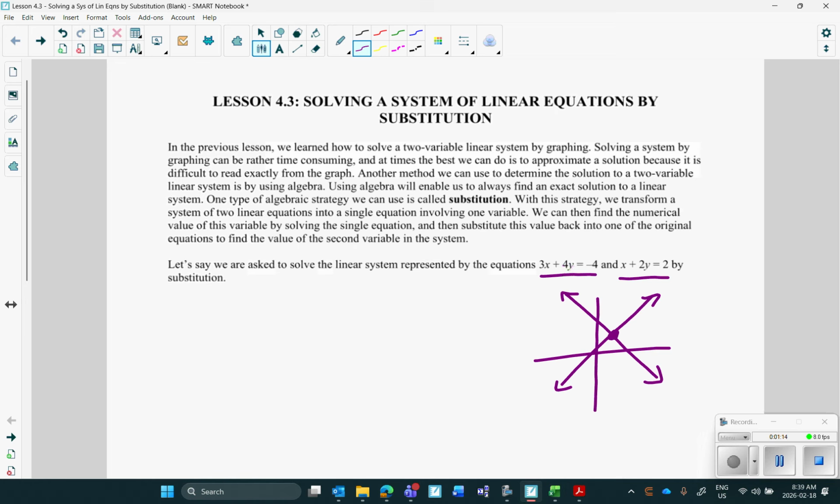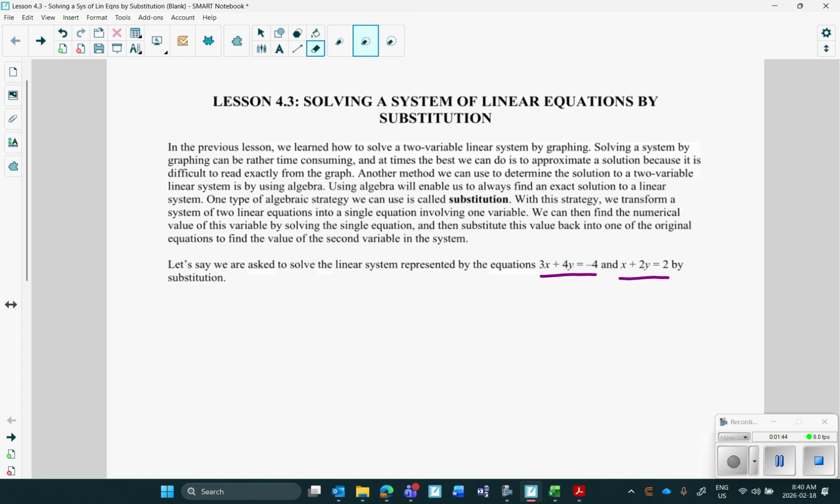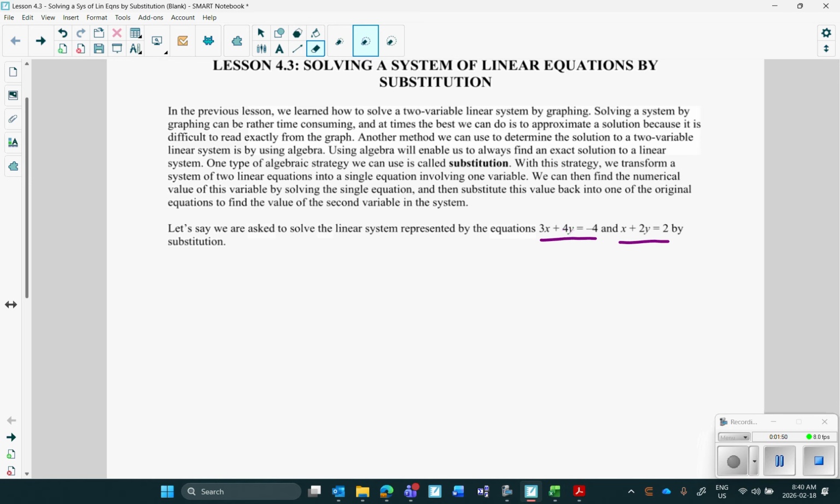But that's not very efficient, because sometimes the solution won't be at a nice, neat coordinate. Like it won't be at, say, 1,2 or -4,6. Maybe it'll be at a fraction coordinate. Okay, and that's very hard to read. So let's look at another way. And the other way, and there's actually two types, is by using algebra. So this is where the algebra skills you learned in grade 9 really come into play.